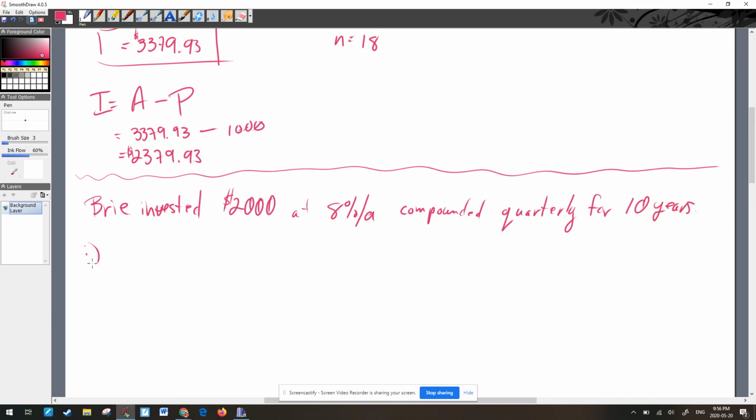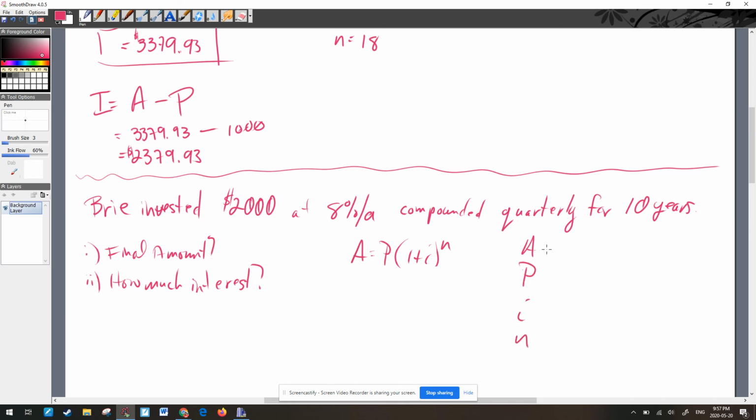Same two questions. What is the final investment worth? So it's the final amount. And the other question is, how much interest did we earn? So A equals P bracket 1 plus I to the exponent n. List out the variables, A, P, I, and n. A is what we're looking for. It's the final amount. Principal, it's the lump sum at the beginning. So she invested $2,000. So there's my principal, 2,000.